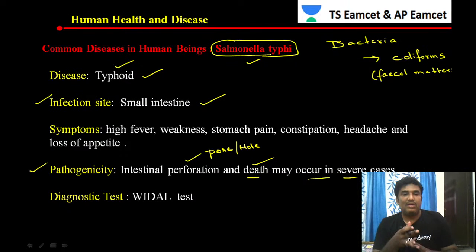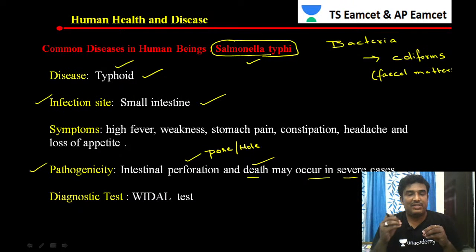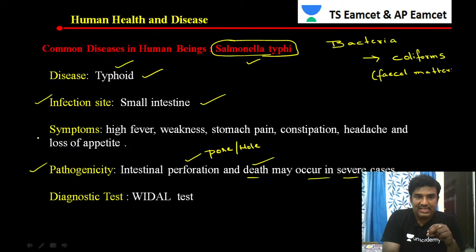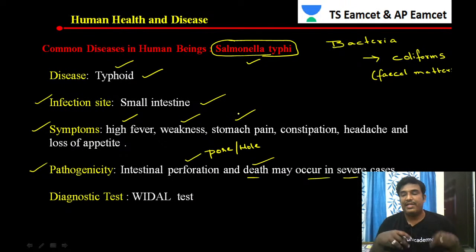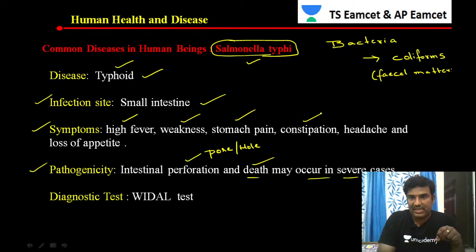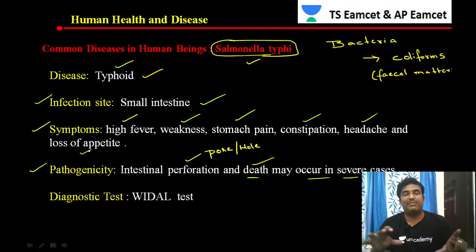So intestinal perforations and death may also occur in severe cases when a person is attacked with this Salmonella typhi. If you see the symptoms, what are the symptoms of Salmonella typhi? The person may encounter high fever, weakness, then stomach pain. Of course it is directly attacking the intestine, so certainly the person may exhibit stomach pain. Then constipation, headache and loss of appetite. These all are the symptoms of infection by this particular Salmonella typhi.